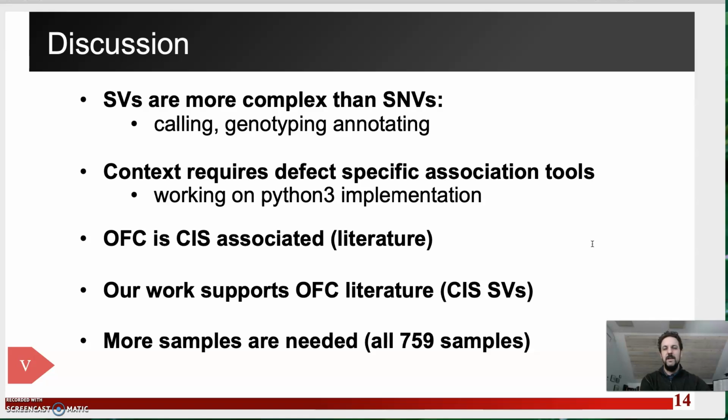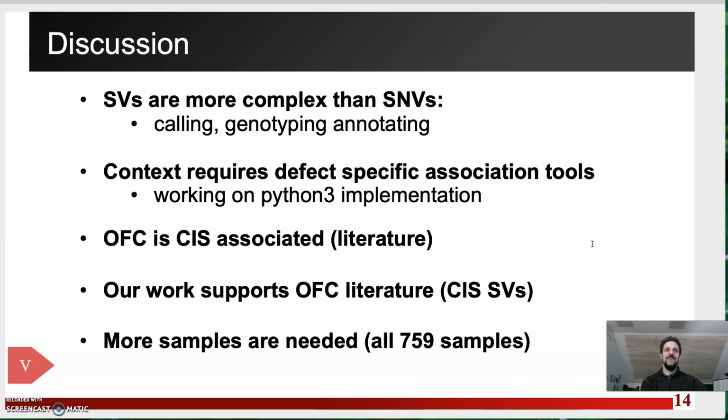What we found is that by looking at the OFC data, it's very much regulatory associated in literature. The non-syndromic form of oral facial cleft does not have a lot of direct gene targets, either in single nucleotide variants or in SVs. In fact, the single nucleotide variants in the existing literature are also regulatory. And so we found in our pilot study that it supports existing OFC literature, that there is a lot of regulation-driven variation for the non-syndromic OFC phenotype.